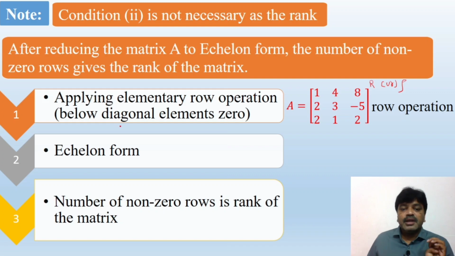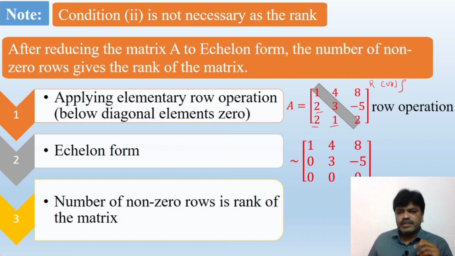Okay, friends, below the diagonal elements are 0. Below the diagonal elements means here 2, this 2 1. Okay, what is the second point? Echelon form. See here, I am applying elementary row operations. We are making the below-diagonal elements 0. In some cases what happens, the last element is also 0.